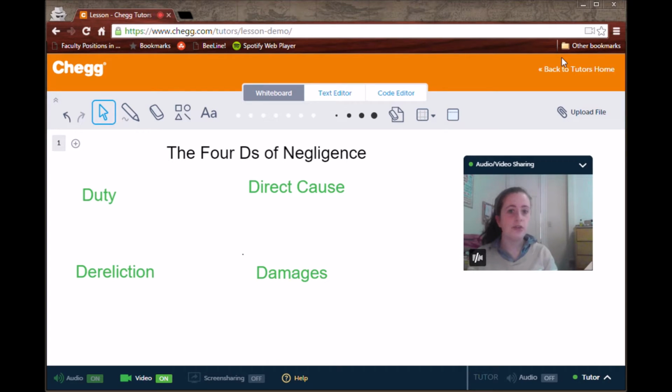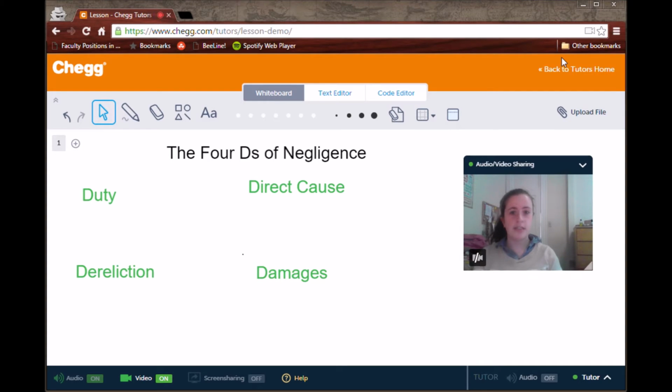I usually tutor science, some math, English, and Spanish, and today we are going to be talking about the 4 Ds of negligence, which is required for medical malpractice. All 4 of these Ds have to have been met. So what we're going to do is go through what each of the 4 Ds are, as well as some circumstances where you might meet some but not all of the characteristics, and why that would not be considered negligence.